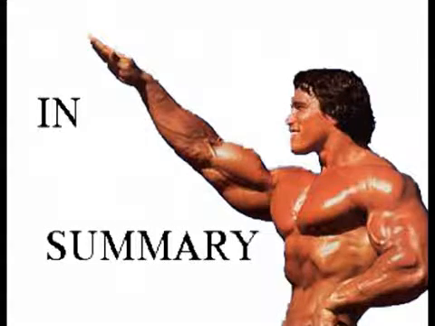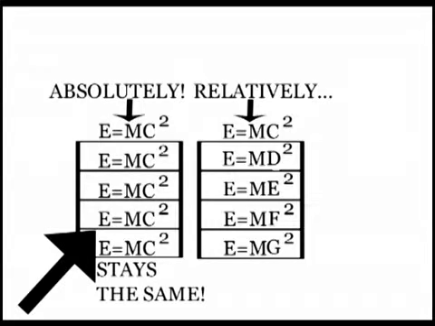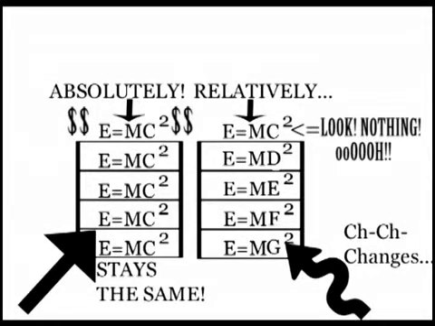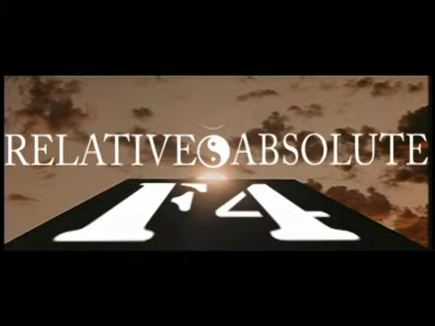In summary, absolute reference means the cell reference stays the same no matter where it's copied. It has dollar signs. Relative reference means the cell reference will change when it's copied. It does not have dollar signs. The F4 button is useful for changing between relative and absolute references.